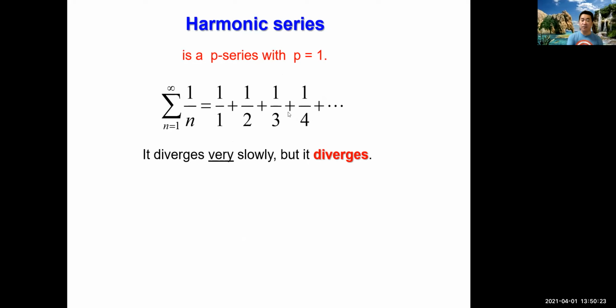And this series diverges very slowly. It just means it approaches infinity really, really slowly.